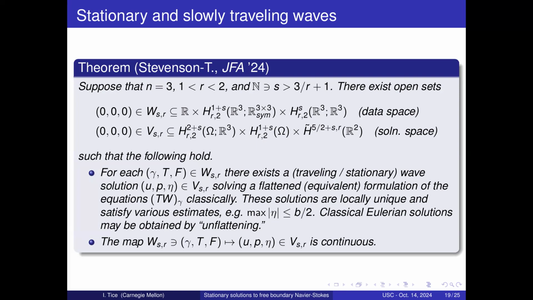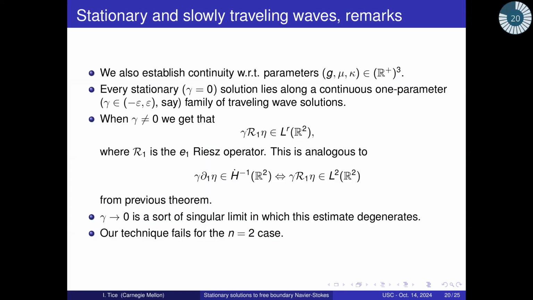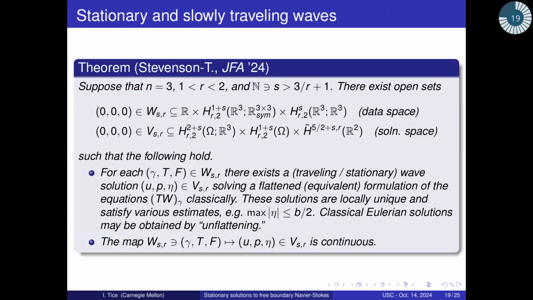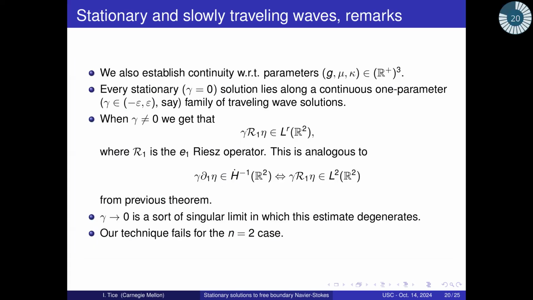Yeah. For N greater than 3 over r plus 1, right? Yes. Potentially you could do slightly better than this, but this is chosen for minimal convenience. Okay, so we also prove that the solutions are continuous with respect to the various physical parameters, gravity, viscosity, and wait, what is kappa? There is no kappa. That came along for the ride.